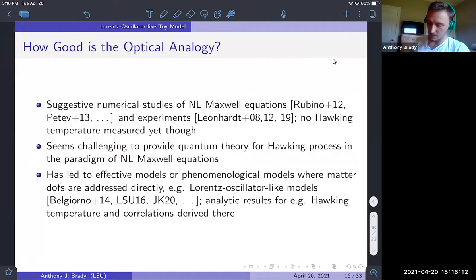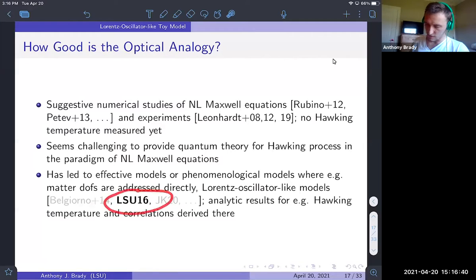And so, from a theoretical side, I just want to say that providing a quantum theory for this Hawking process in this paradigm of nonlinear Maxwell's equations seems a bit challenging. And this has actually led to some effective or phenomenological models where, for example, the matter degrees of freedom are addressed directly, as opposed to the nonlinear Maxwell equations case. In particular, I want to focus on these Lorentz oscillator-like models, which I'll get into in a second, where some analytic results have been derived exactly. And I'll focus on this paper by Linder, Schützhold, and Unruh in 2016 again. I'll just call it LSU from now on. So, LSU 2016. Okay, that's actually the year I entered grad school here.